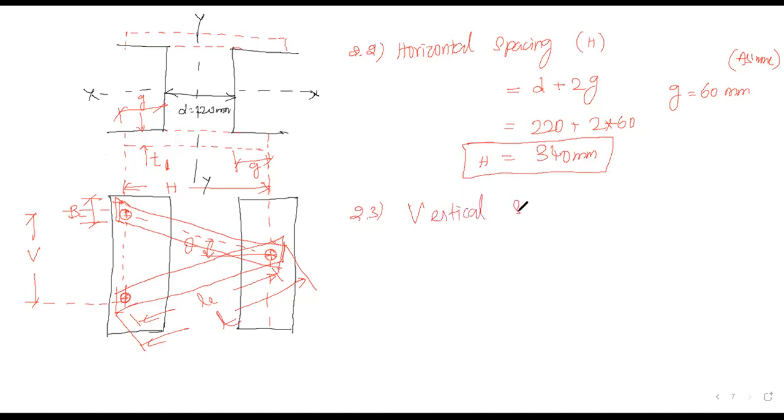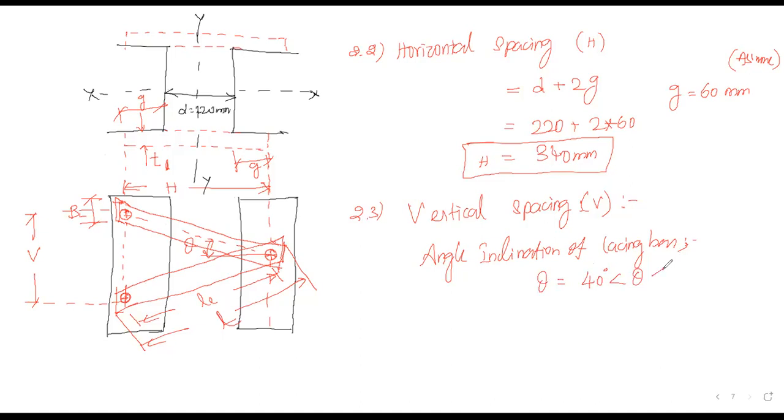Vertical spacing, V. For the vertical spacing, we need the angle of inclination. Angle of inclination of what? Of the lacing bar. We already said that we are going to have flats or plates. So the angle should be more than 40 degree and less than 70 degree. This is the condition.